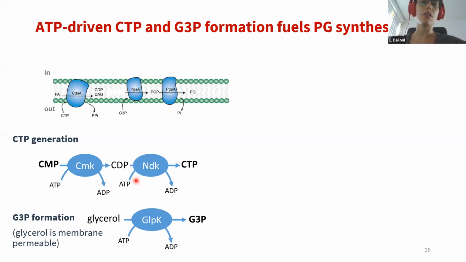And on top of that, we also included a step for glycerol 3-phosphate formation, and that required the use of glycerol kinase, an enzyme that phosphorylates glycerol, also by using ATP. What is really the advantage of this reaction is that glycerol is membrane permeable, so we can just feed glycerol from the external medium. We do not need an importer for glycerol.